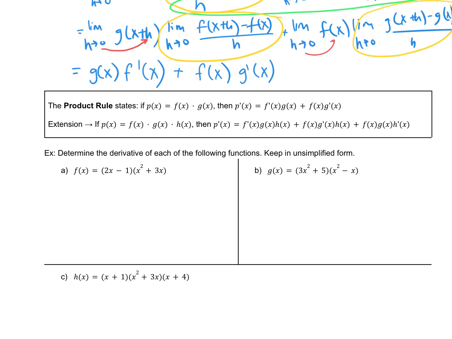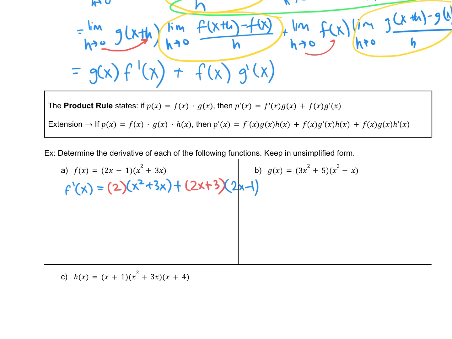For a, f prime of x, earlier, we would have expanded and simplified this and used our power rule, but now I'm going to take turns. So first, I'm going to take the derivative of my first bracket. The derivative of 2x minus 1 is just 2. And then I'm going to copy paste the second bracket. Plus, now I'm going to take the derivative of the second bracket. 2x plus 3 is the derivative of x squared plus 3x. And then copy paste the first one.